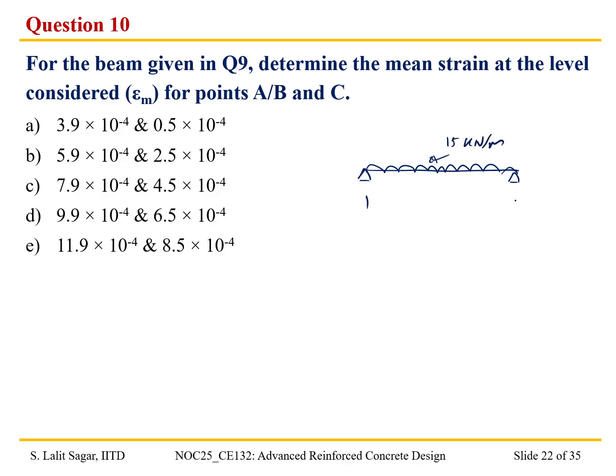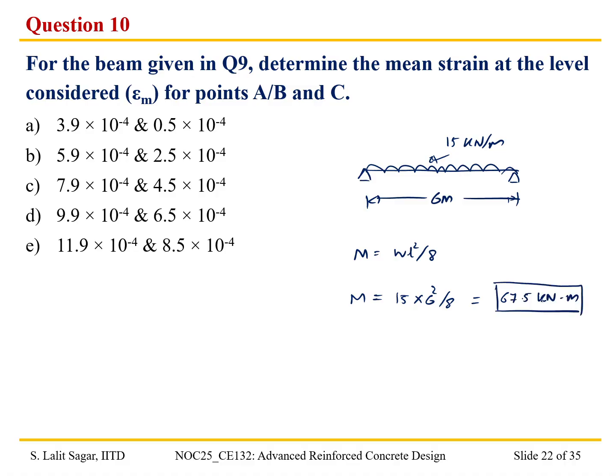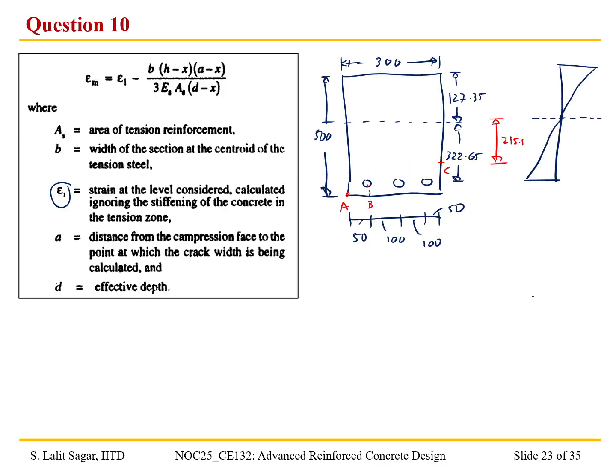And the span is how much? 6 meters, right? 6 meters. So the value of M is w L square by 8. So that is how much? 15 into 6 square divided by 8. So this is the service load. So the value of M is 67.5 kilonewton meter. Okay, so this is the value of M.